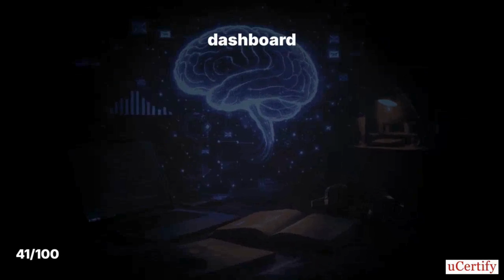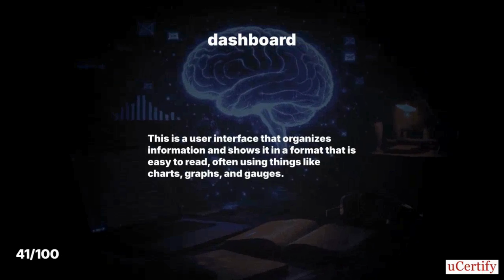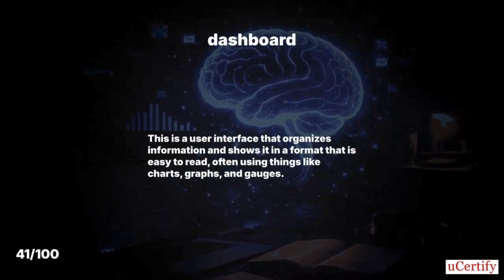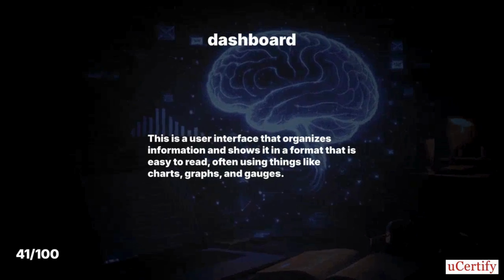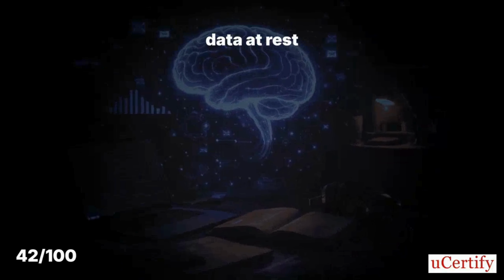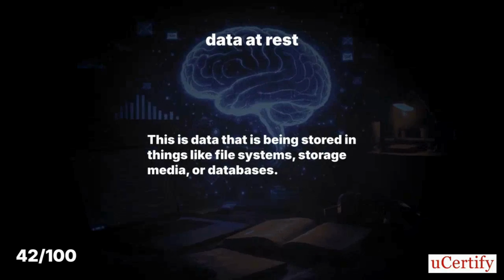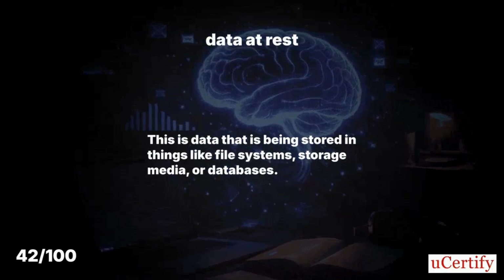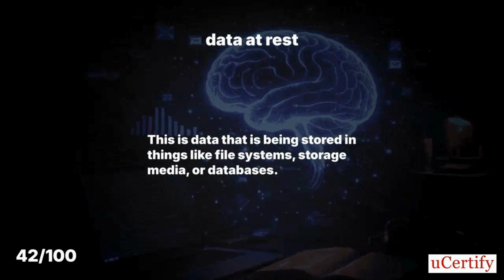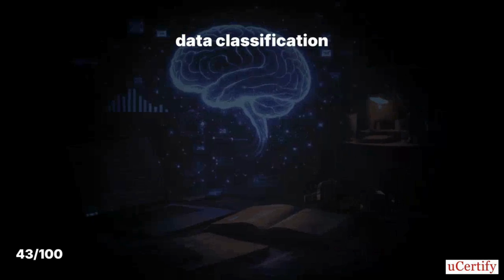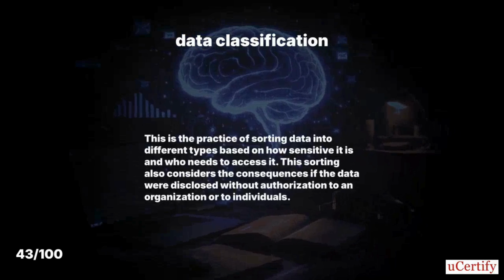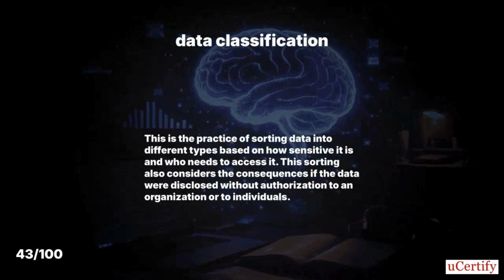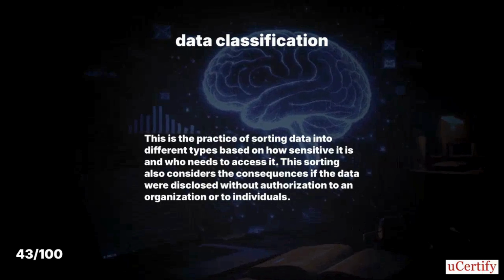Term: dashboard. This is a user interface that organizes information and shows it in a format that is easy to read, often using things like charts, graphs, and gauges. Term: data at rest. Definition: this is data that is being stored in things like file systems, storage media, or databases. Term: data classification. This is the practice of sorting data into different types based on how sensitive it is and who needs to access it.